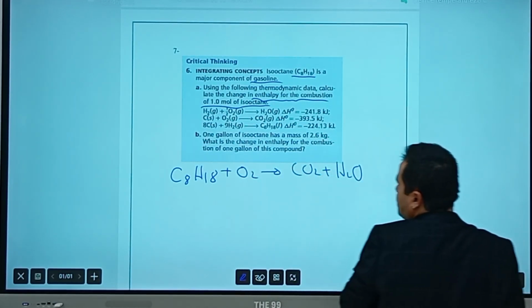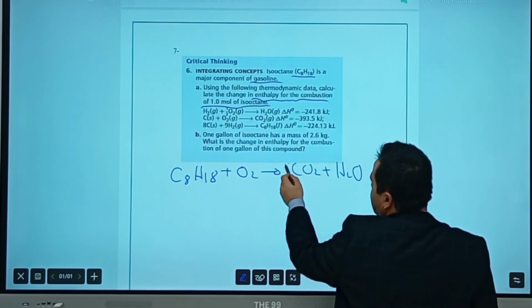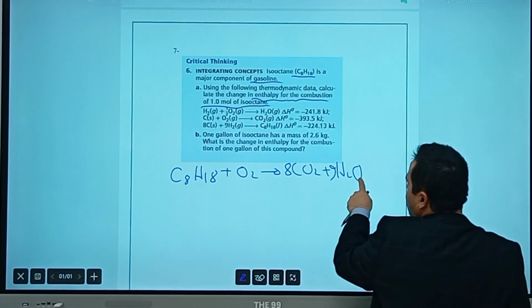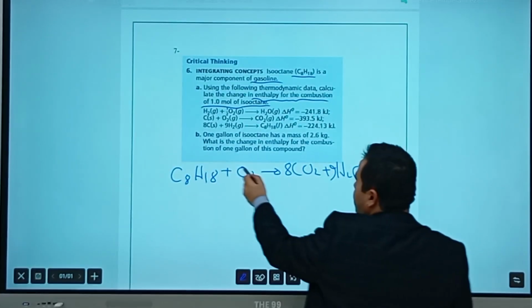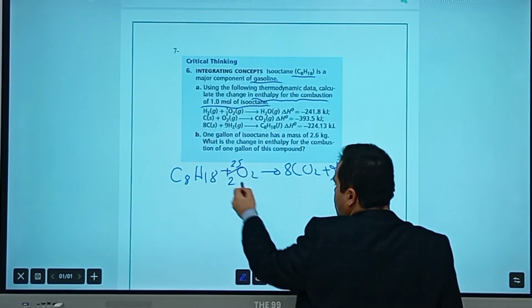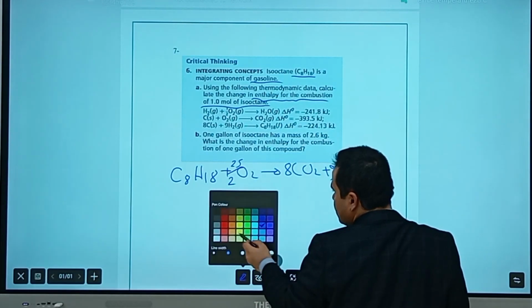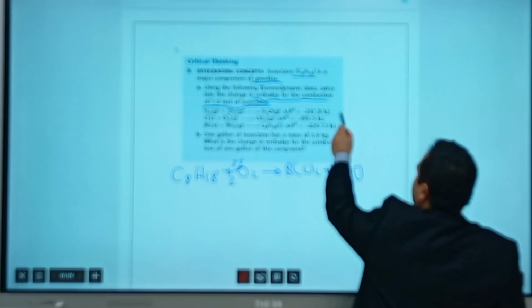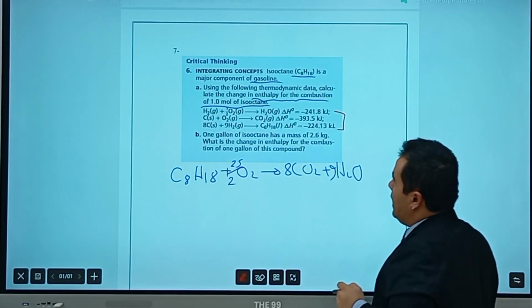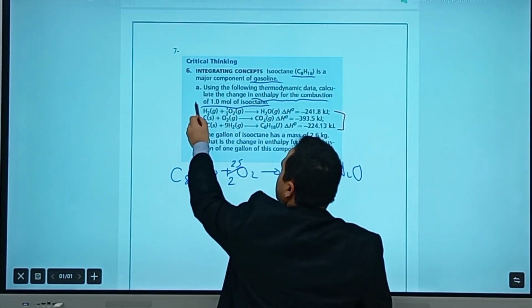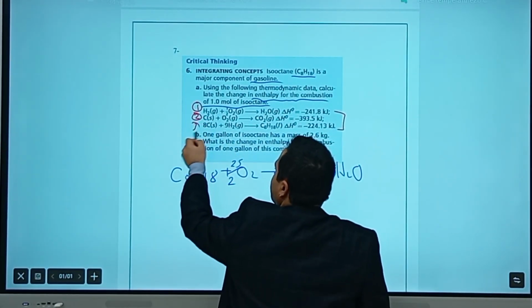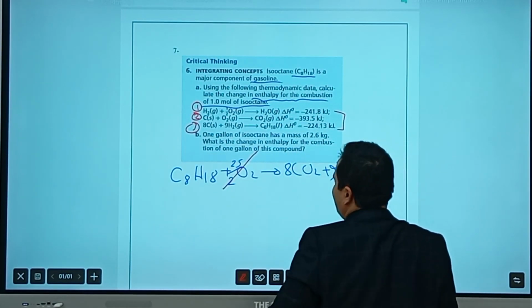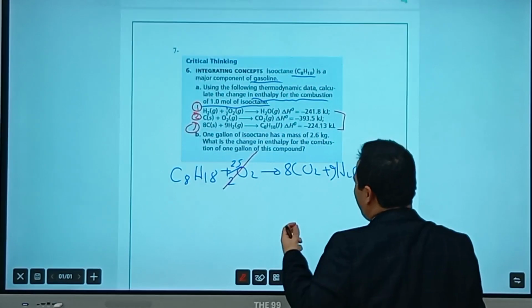Okay, guys. How many carbon? 8, and then 9 oxygen plus 16, it will be 25. So 25 over 2 oxygen in the reactant. Okay, guys. The steps are given. 3 steps are given. Step 1, step 2, and step 3. Remove the oxygen for the adjustment process.